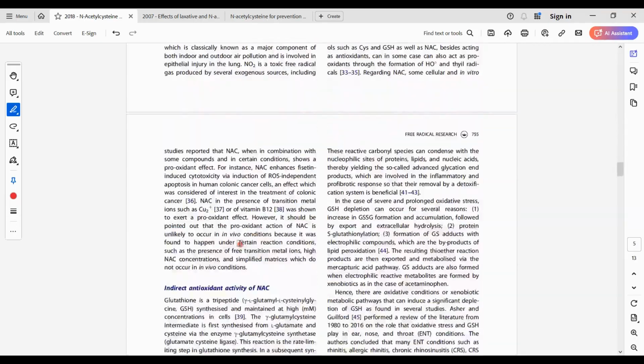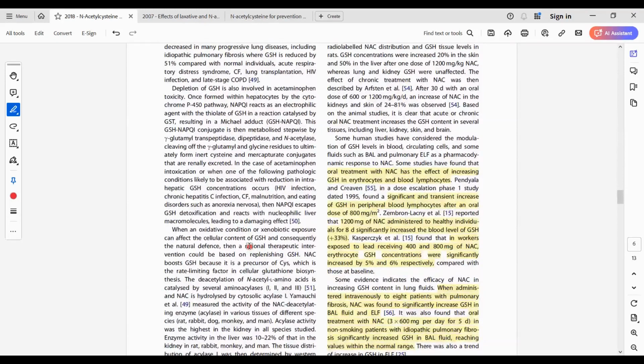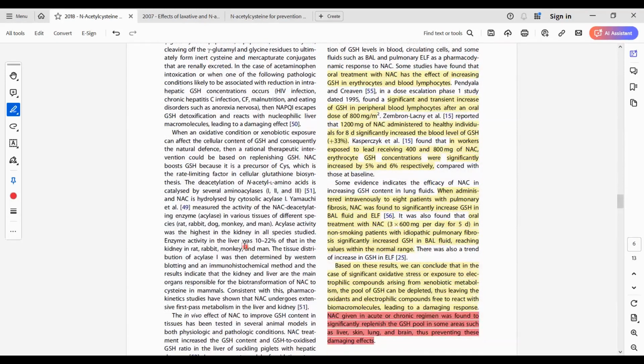So jumping down further here, they talk more about NAC and its effect on raising glutathione. If you've been in the health space long enough, you may have seen articles that say NAC won't raise glutathione effectively, or taking glutathione is useless, blah, blah, blah. Well, that's not right if you look at the science.